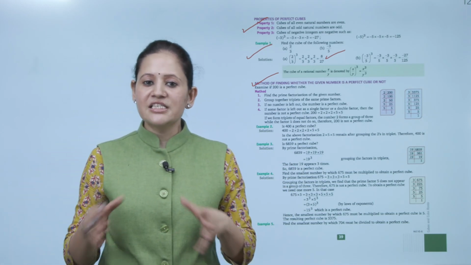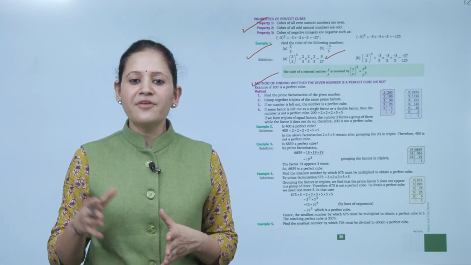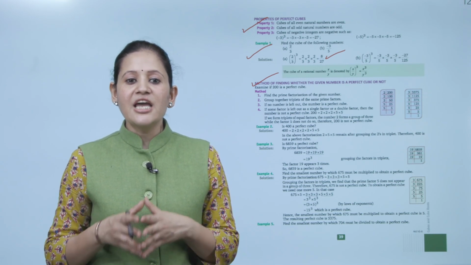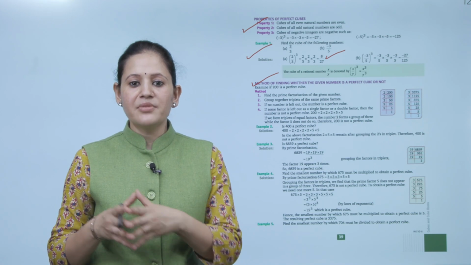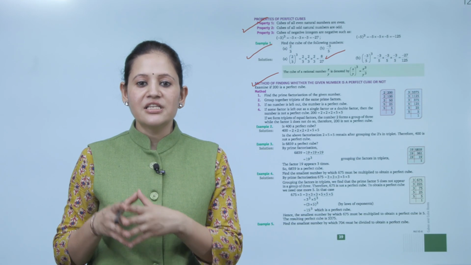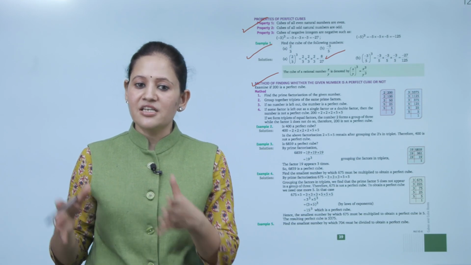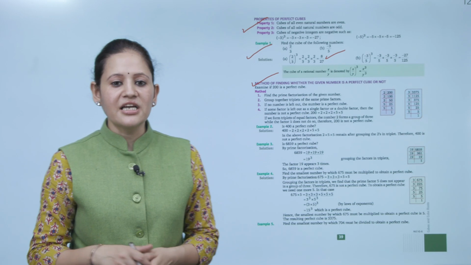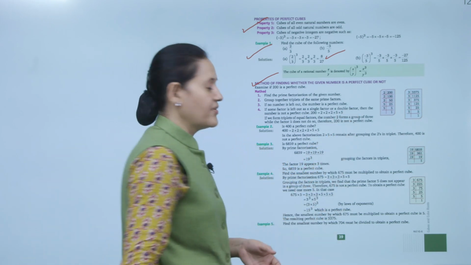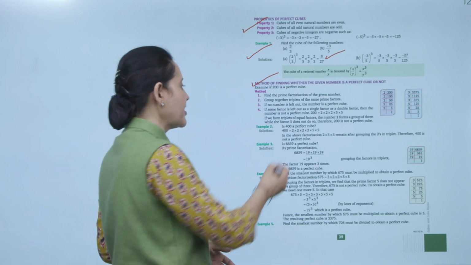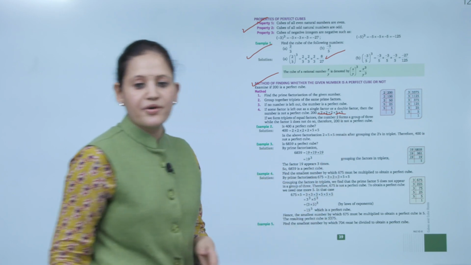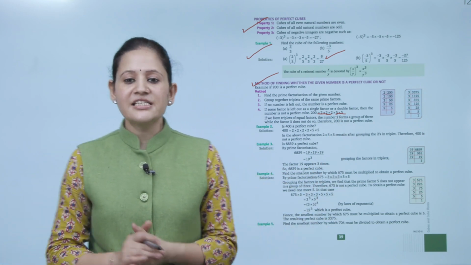Examine if 200 is a perfect cube. So method, find the prime factorization of a given number, group together triplets of the same prime number. If no number is left out, the number is the perfect cube. If some factor is left out, single factor or the double factor, then the number is not the perfect cube. 200, that is equals to 2 into 2 into 2 into 5 into 5. So we have to make the triplets of the number. 2 का triplet हो गया but 5 का नहीं है, so this is not a perfect cube. Clear? Now we'll take an example.